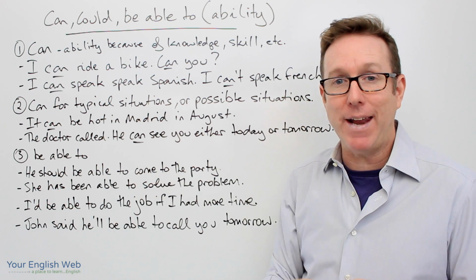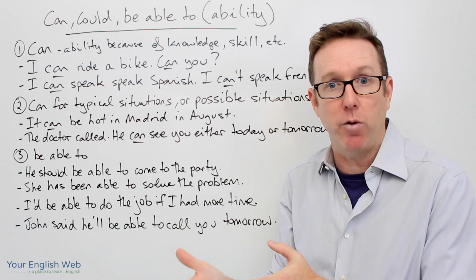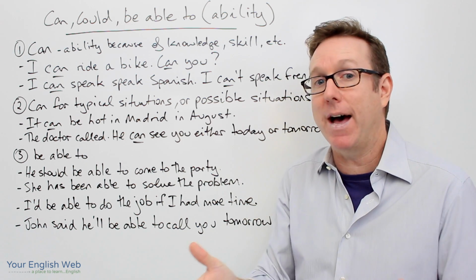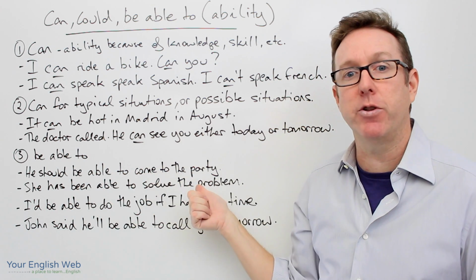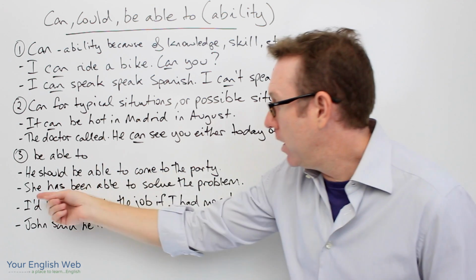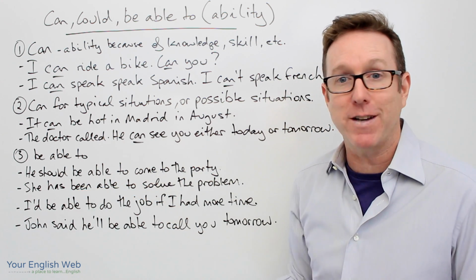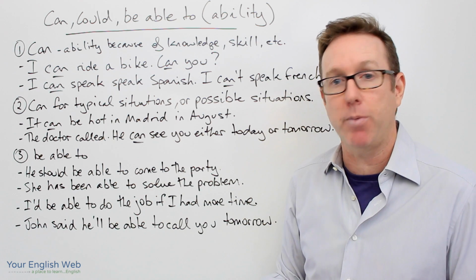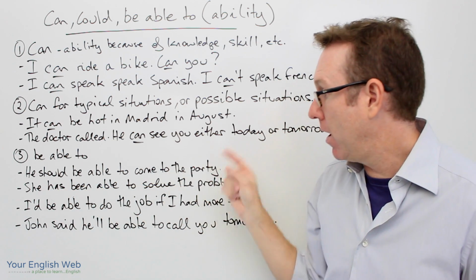Modal verb. So we can't have modal verbs and can together. It just doesn't go, okay? Can is a modal verb. Should is a modal verb. We can't have two. So he should be able to come to the party, okay? She has been able to solve the problem. Present perfect. We can't use can in the present perfect. She has been able to solve the problem.